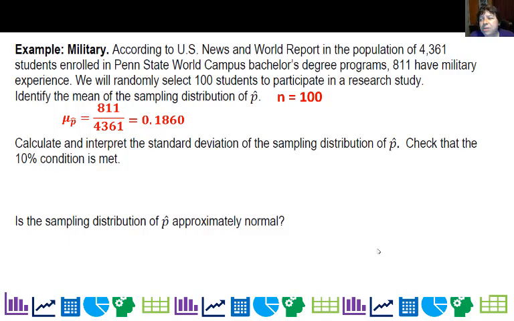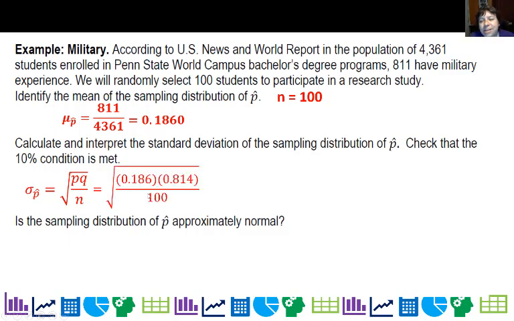Calculate and interpret the standard deviation of that sampling distribution. Well, I'm going to use my formula, square root of p q over n. Remember, sometimes I use q. That's also known as 1 minus p. And that's 0.186 times 0.814 over 100 and take the square root. So it's about 0.0389. Now, I need to check the 10% condition. Well, 100 is less than 10% of my population, 4,361 students, so I'm good.